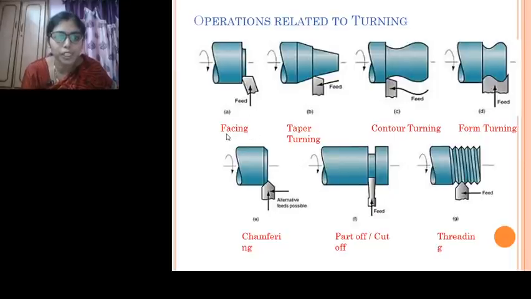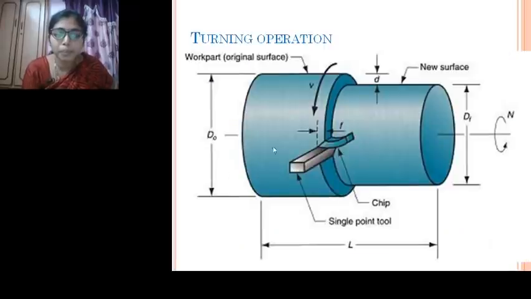The first operation, if you see, is the facing operation. Now, what is the difference between a plane turning operation and a facing operation? In a plane turning operation, the tool movement, or the feed direction, is parallel to the workpiece axis. We define these operations based on the workpiece axis and the tool movement or tool direction.